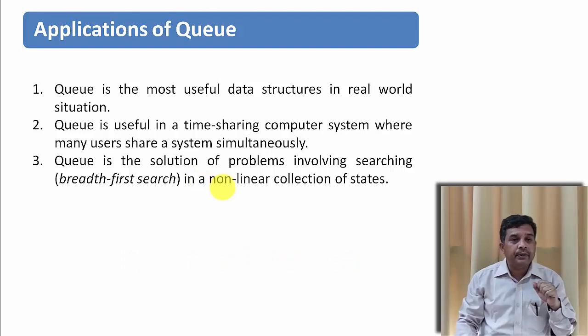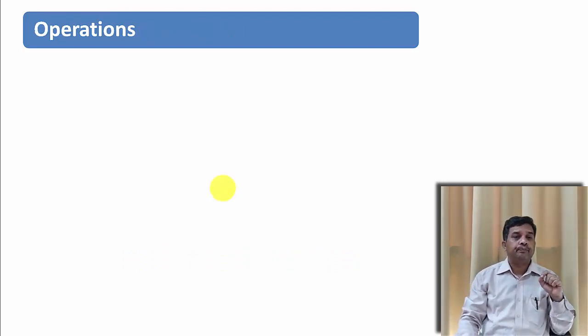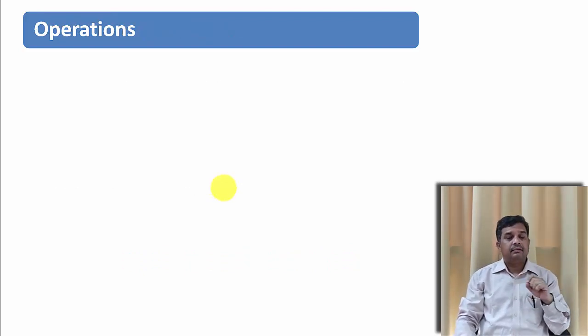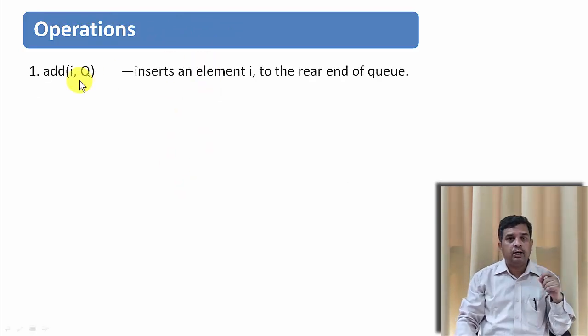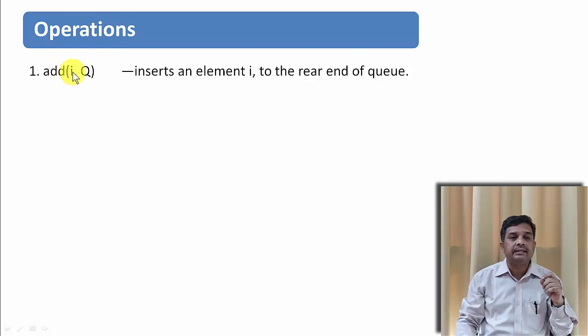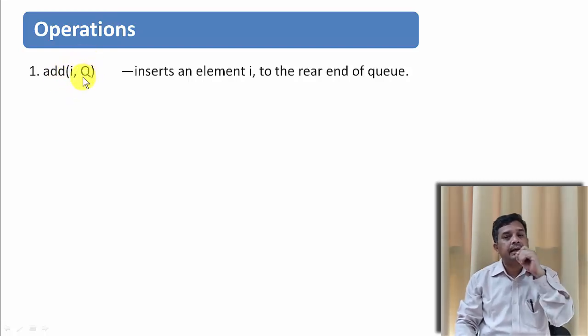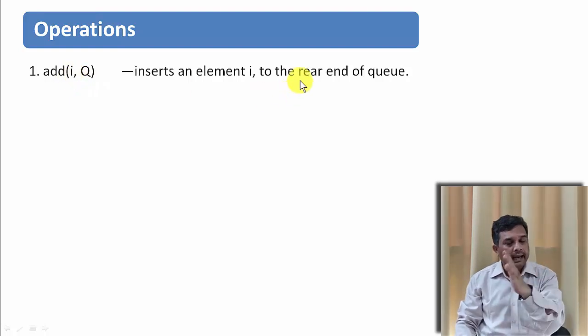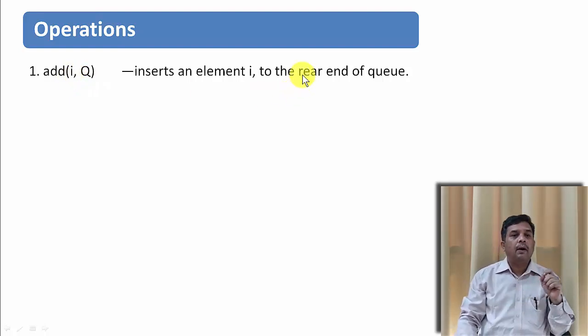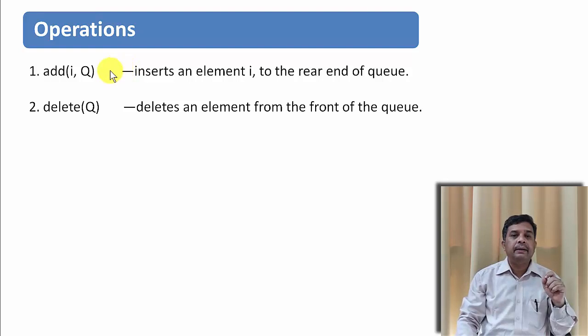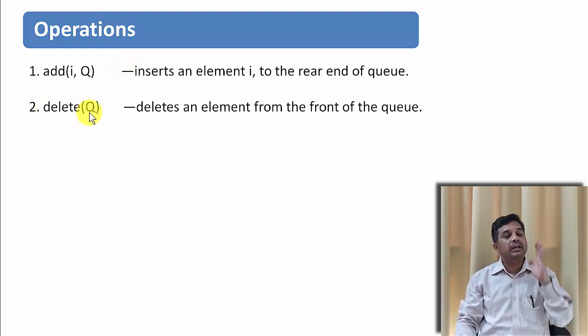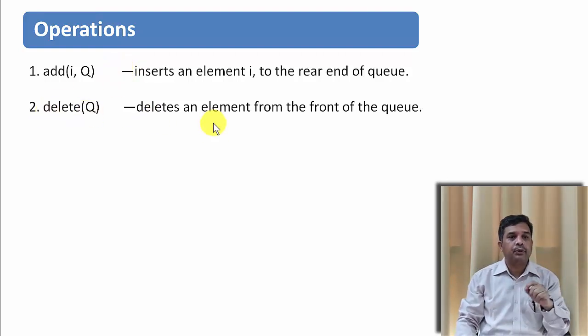Let us see what operations we perform in a queue. So we add to a queue or insert into a queue, let us say enqueue I. I is the element we are inserting in a defined queue, and the element will be inserted at the rear or at the end. One more operation is dequeue. It deletes the element that is at the front of the queue.